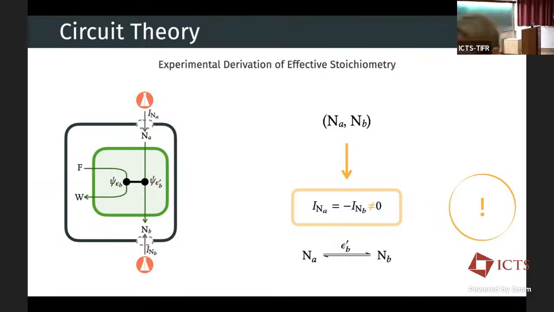Yeah, we are at the deterministic level. In principle, if you did have stochasticity, there is no guarantee that if you measure the current of one and the current of the other, you'll always get it to be zero. The stochasticity can induce non-trivial currents. I mean, the stochastic version of this is a work in progress.